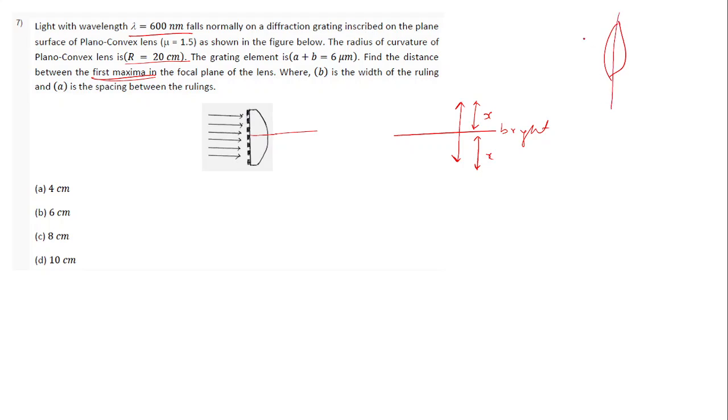we know this is its optics axis and all the parallel light coming will focus at a point. That point we call the focus, and the plane passing through that focus is called the focal plane. This focal plane is perpendicular to this optics axis. So we need to find out this x.